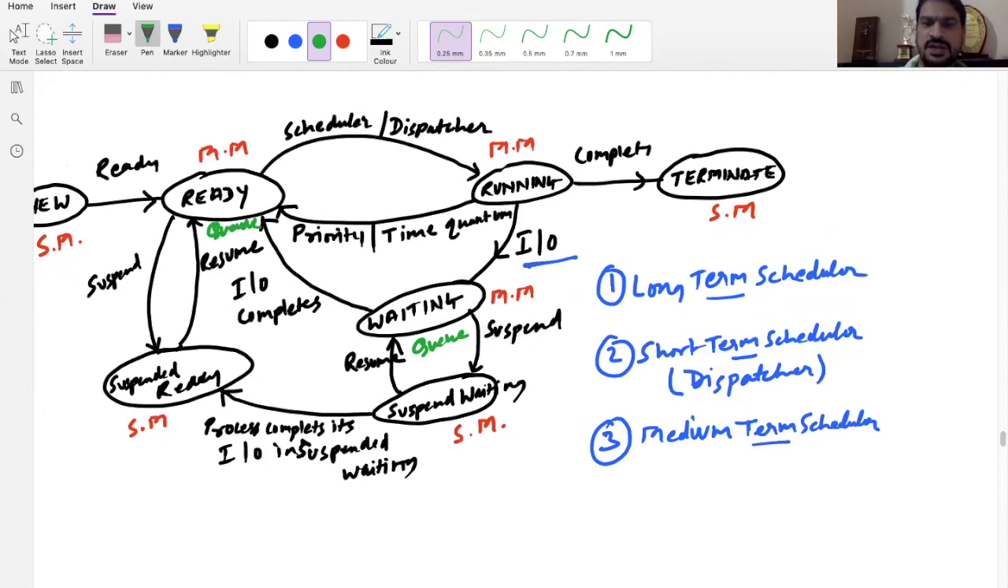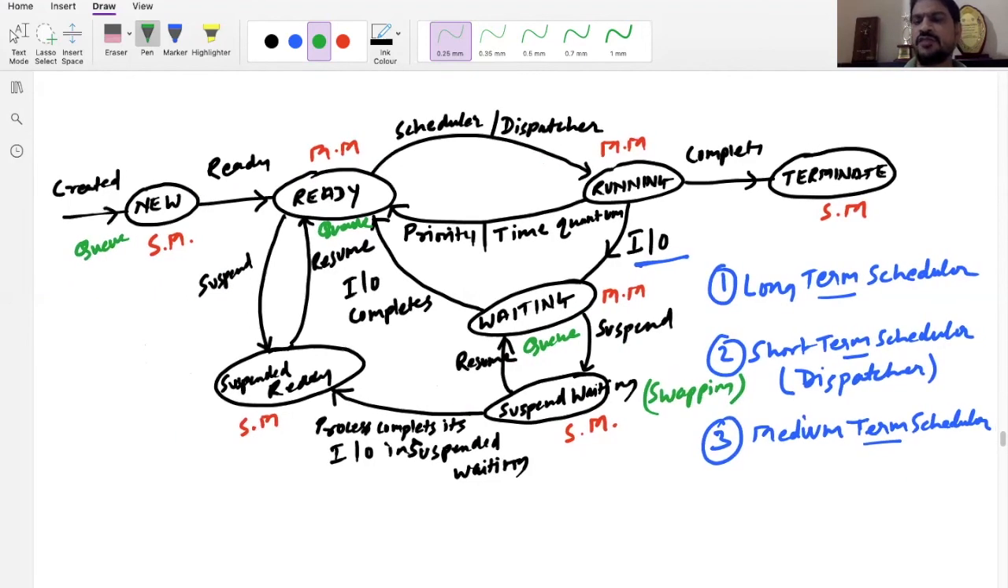If I need to take any process from the main memory, from waiting, to the secondary memory, the medium-term scheduler will take care of it. That process is also called swap or swapping. Okay, that process is also called swapping.